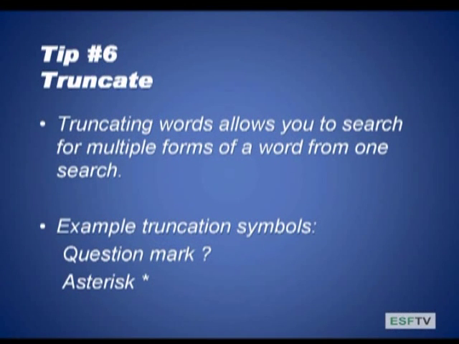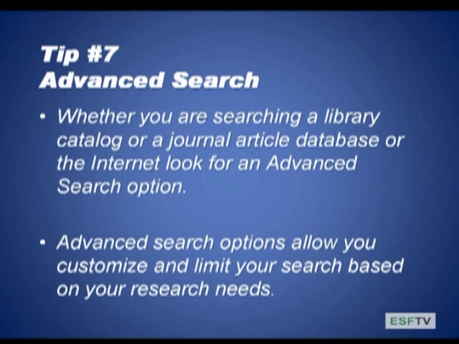Another example could be I'm searching for forestry. So I could take the word forest, which is the root word, put my truncation symbol on it, and it'll find forest, forests, foresters, and forestry. Find all forms of that word. So truncation is a great way to expand your search. And you can do truncations in library catalogs, journal article databases, and on the internet. Let's move on and see what tip number 7 is.